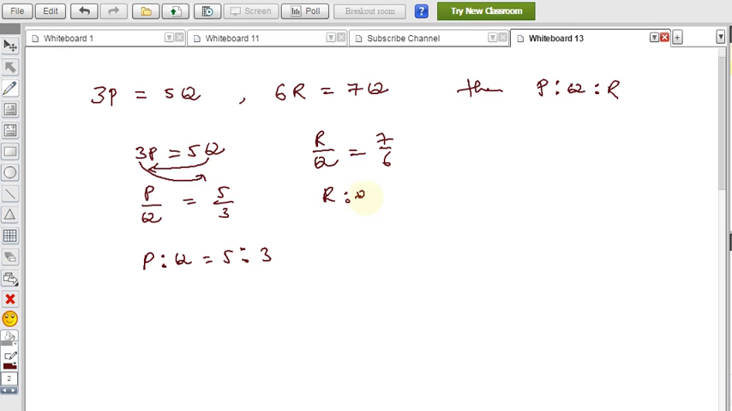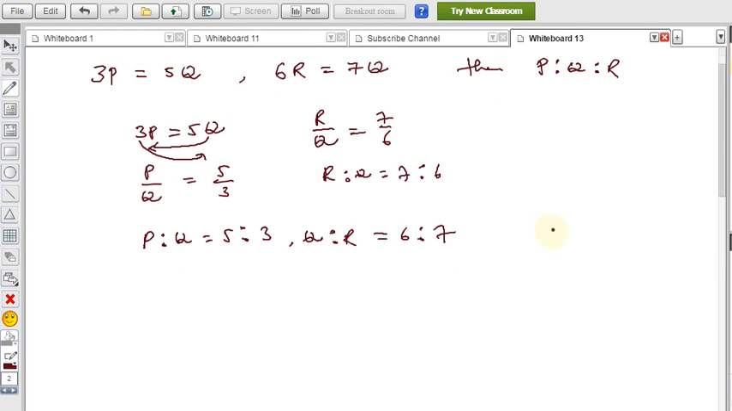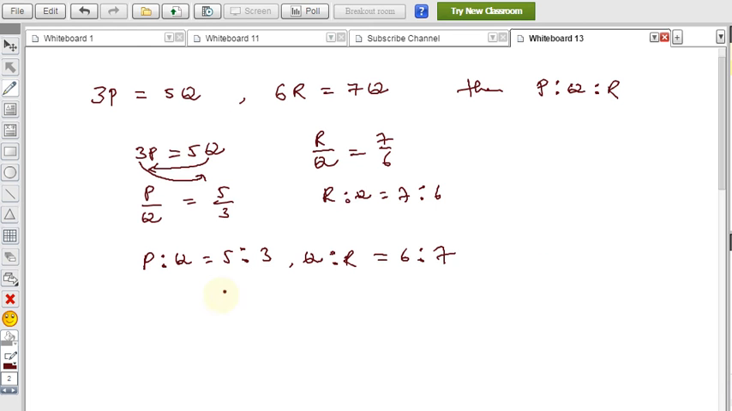So r is to q is 7 is to 6, but we need q is to r, because you should compulsorily take it in order, and that is 6 is to 7. The rest is the same, similar to the previous problem which I explained: 5 is to 3 and 6 is to 7. Write this: 5 sixes are 30, 3 sixes are 18, 3 sevens are 21. This is the order: 5 into 6, 3 into 6, and 3 into 7.